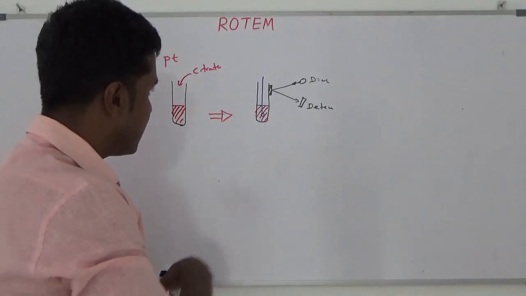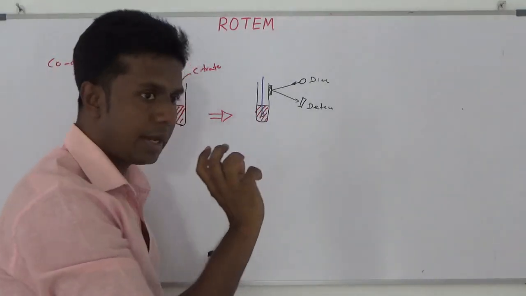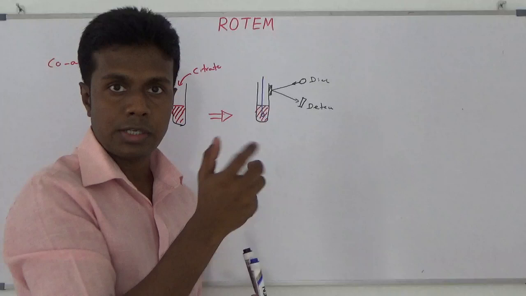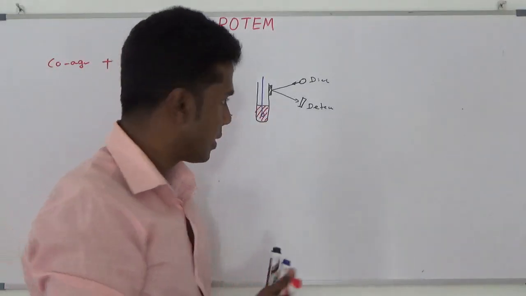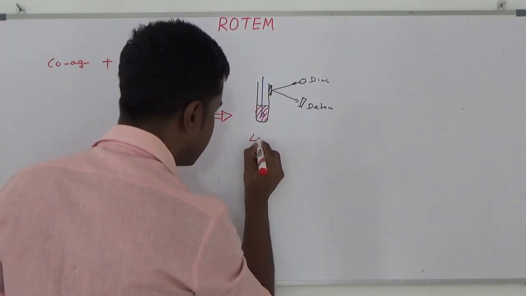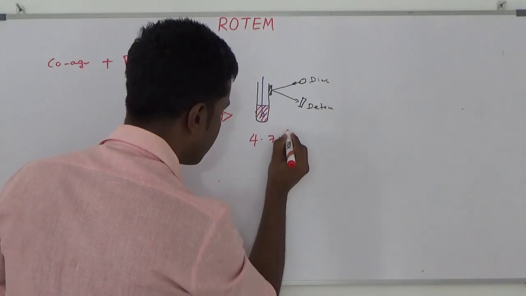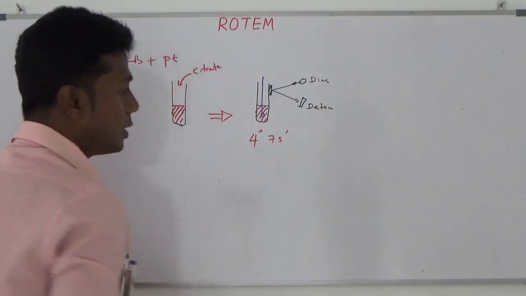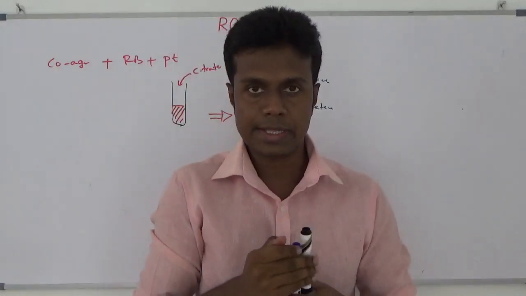And then he allowed the blood sample to rotate in a clockwise and anti-clockwise manner in a small degree. The amount of degree is 4.75. 4.75 degree rotation, like this.